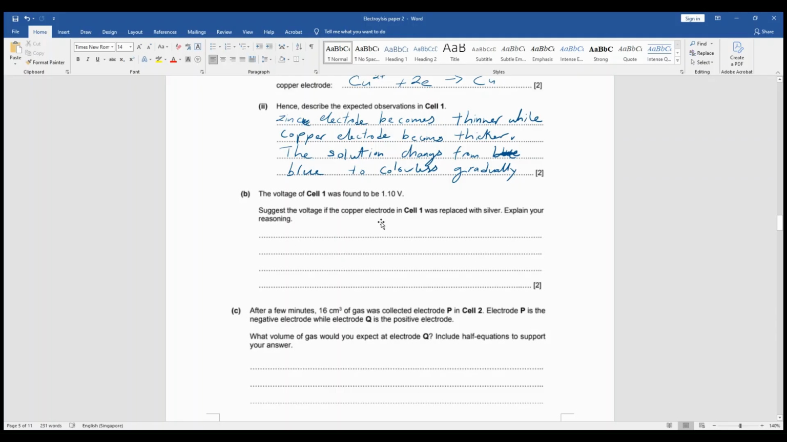Okay, so just the voltage if it's replaced. The voltage should, I'm going to write, anyway, it's just an estimation. It should be 1.2 volt.